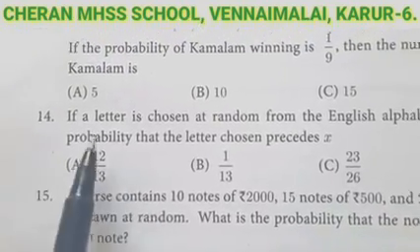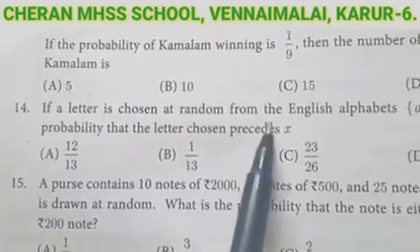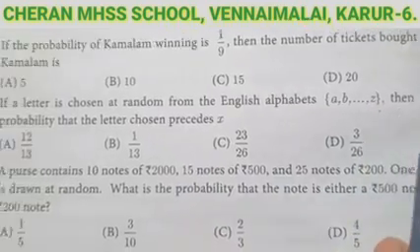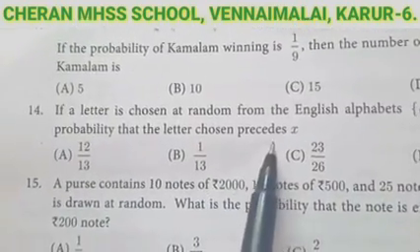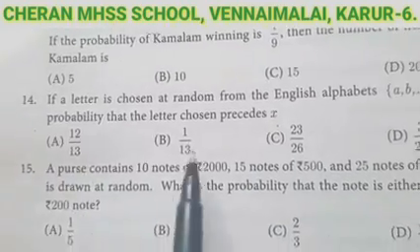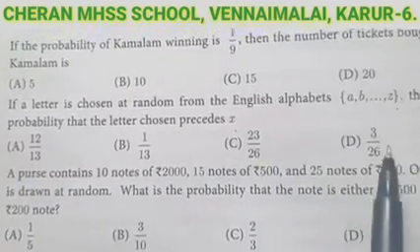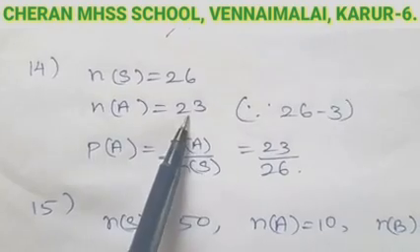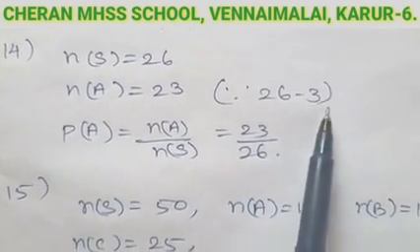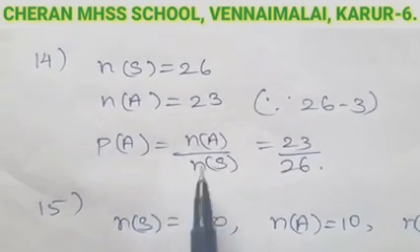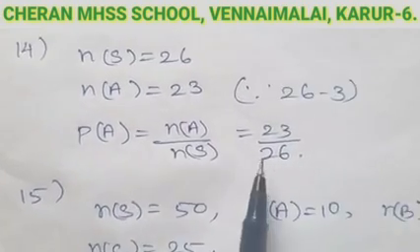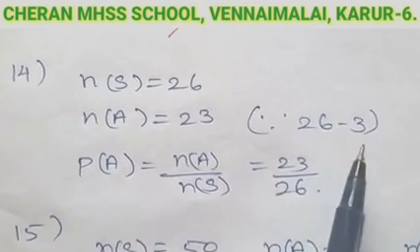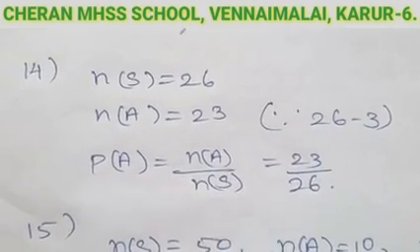14th sum. If a letter is chosen at random from the English alphabet A, B, etc. up to Z, then the probability that the letter chosen precedes X is: 12 by 13, 1 by 13, 23 by 26, 3 by 26. Solution. n of S is equal to 26, n of A is equal to 23, since 26 minus 3 gives 23. Therefore, P of A is equal to n of A by n of S, which is 23 by 26. Preceding X means we have 3 letters after that: X, Y, Z. So we subtract these and we get 23 by 26.